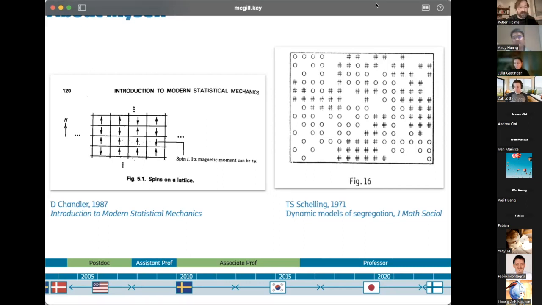As a PhD student, I enjoyed simulating it and coding and things like this, but I really didn't like the fact that my friends and family didn't understand what I was talking about, and they didn't care. So around that time, I had a friend who is a sociologist, and he told me about Thomas Schelling's segregation models. Have you heard about the Schelling segregation model?